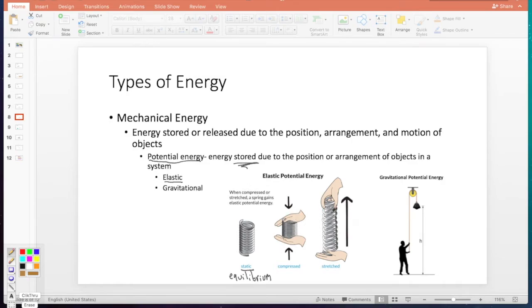The same thing will happen if I stretch the spring out. I have caused energy to leave my body, leave my muscles, and enter the spring as I stretch it. So a compressed or a stretched spring, or we could say a rubber band, has elastic potential energy.